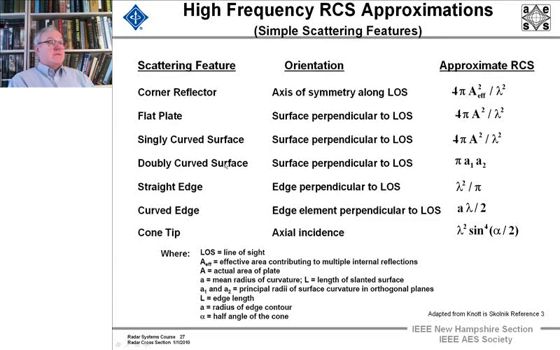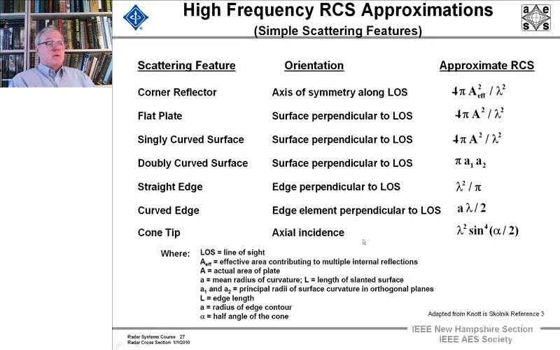A doubly curved surface, that goes as, perpendicular to the line of sight, pi times a1, a2, where these are the 2 radius or mean radius of curvature along the lines. Then we have a straight edge. The edge perpendicular to the line of sight is lambda squared divided by pi. A curved edge, well, the edge element perpendicular to the line of sight is a, which is the radius of the edge contour multiplied by lambda over 2.